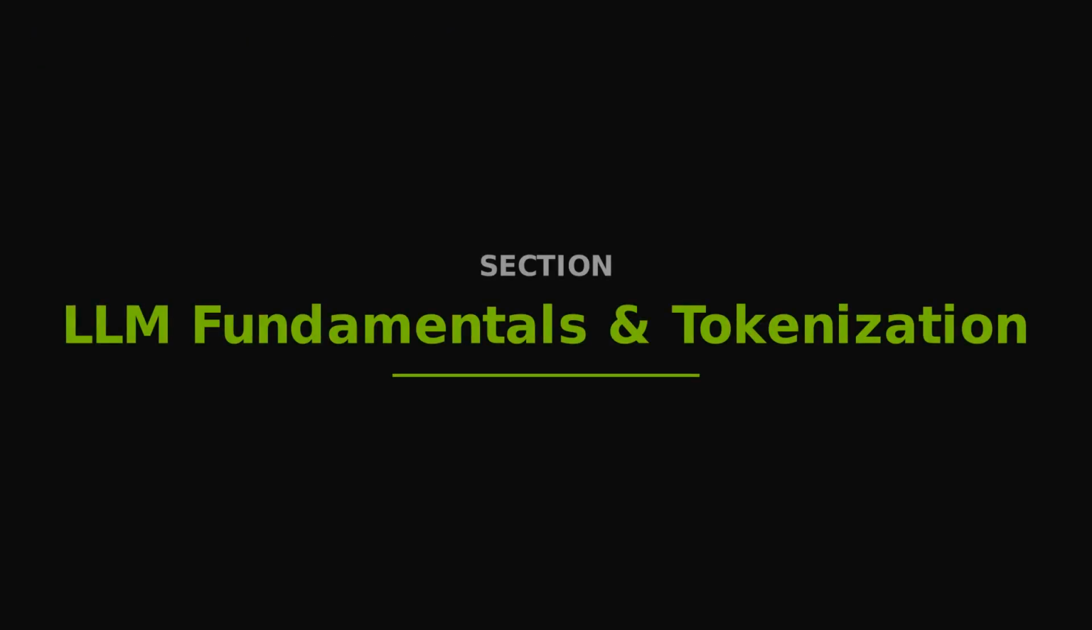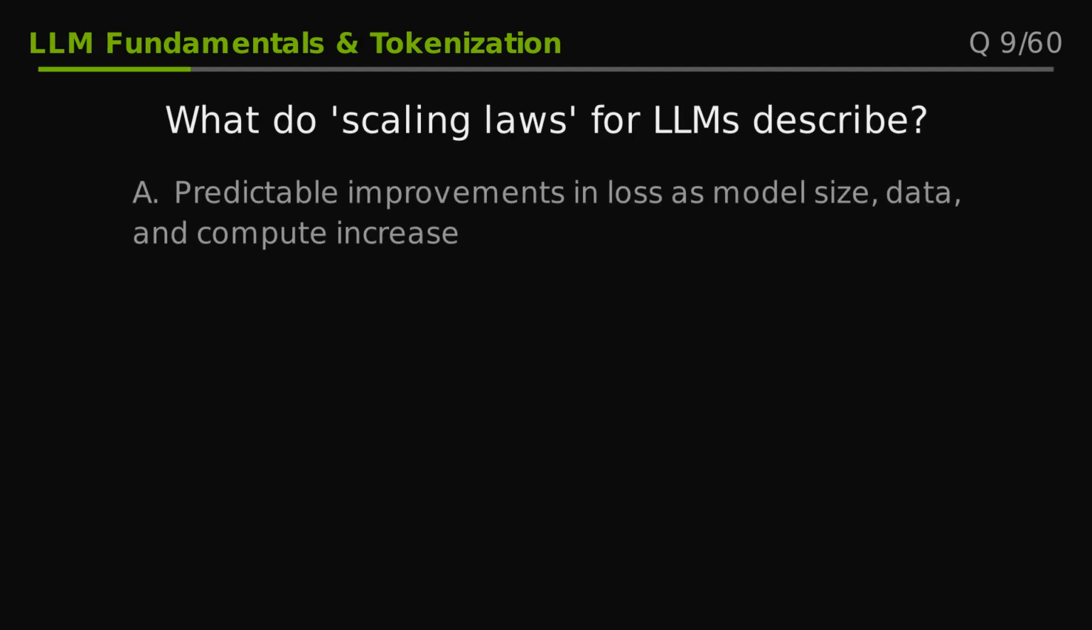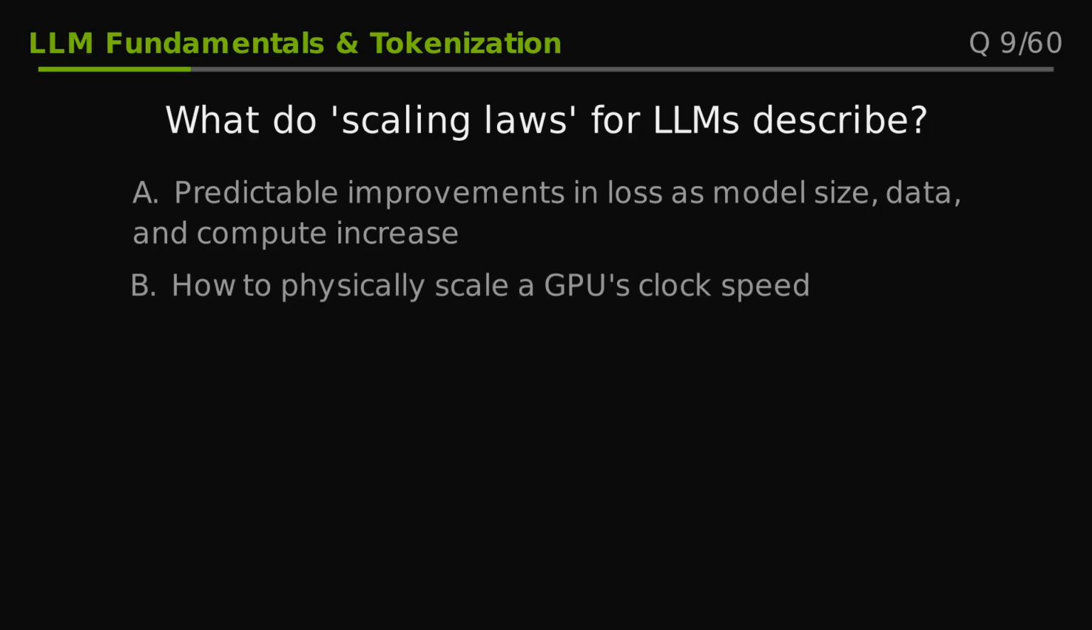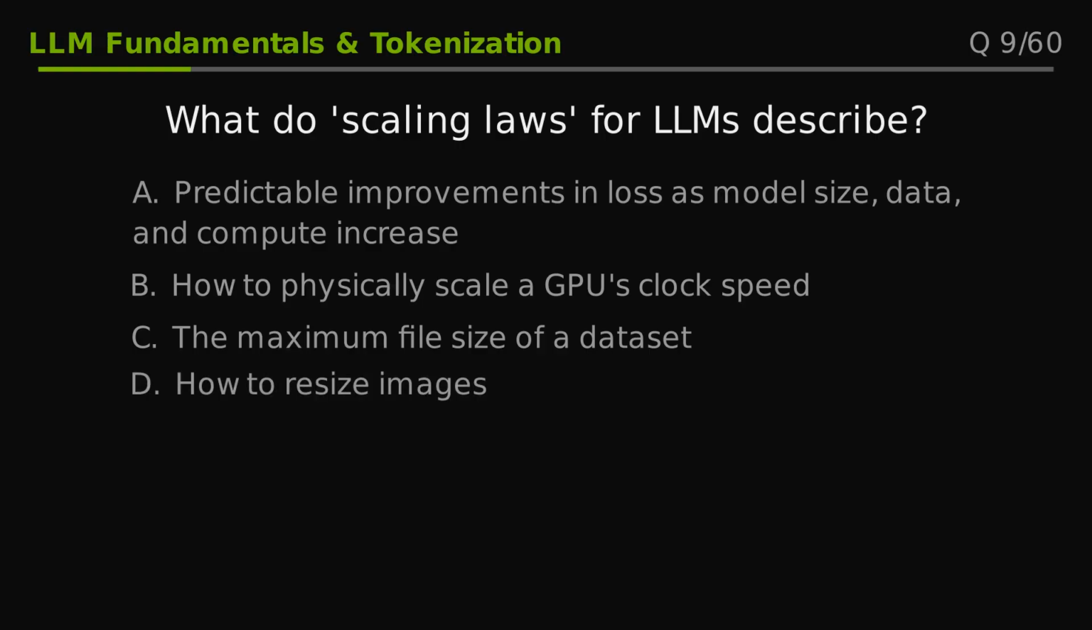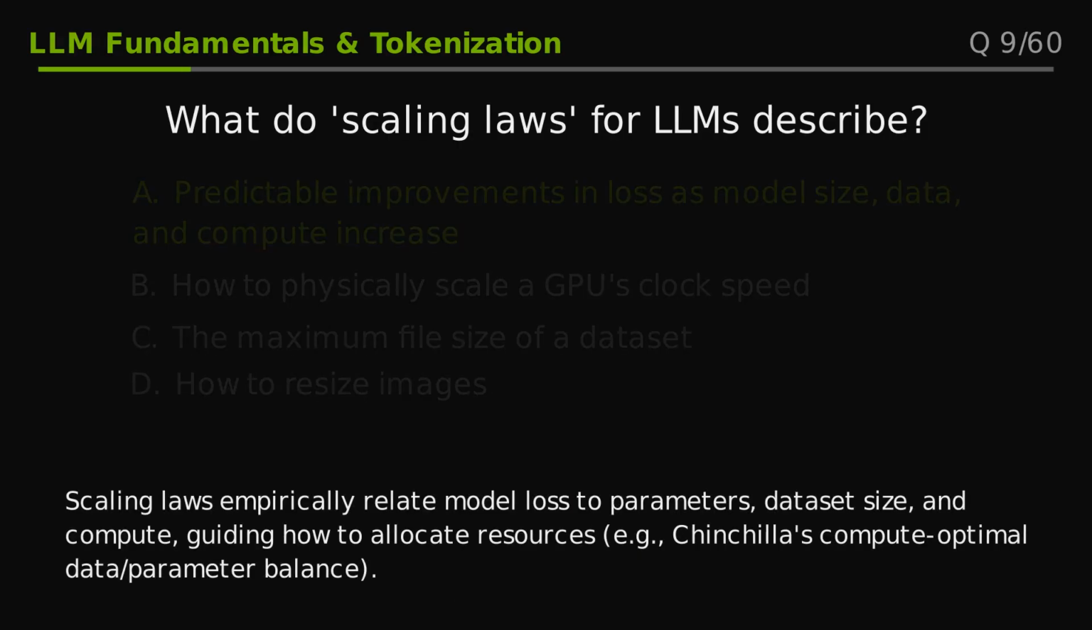Next section: LLM fundamentals and tokenization. Question 9. What do scaling laws describe? Option A. Predictable improvements in loss as model size, data, and compute increase. Option B. How to physically scale a GPU with clock speed. Option C. The maximum file size of a dataset. Option D. How to resize images. The correct answer is A. Scaling laws empirically relate model loss to parameters, dataset size, and compute, guiding how to allocate resources. For example, Chinchilla's compute-optimal data-to-parameter balance.